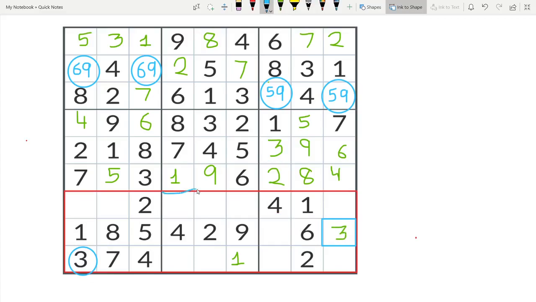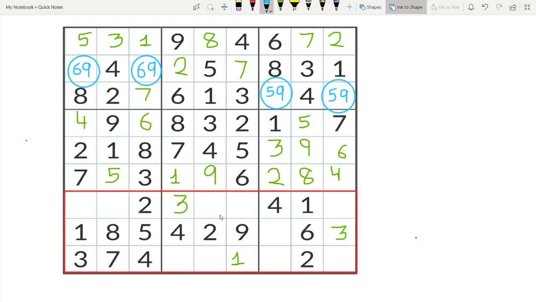Now checking number 3 for the top row, it can be one of the 3 cells over here, and I noticed a number 3 in this column. So this cell is not an option, and another number 3 in this column. So this cell is also not an option. So I can safely put number 3 for the top row over here.